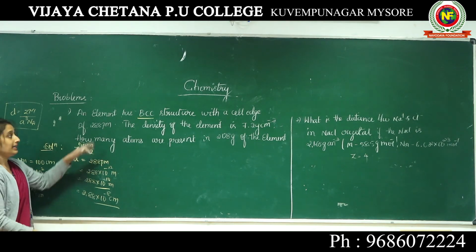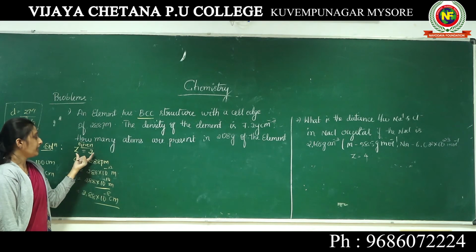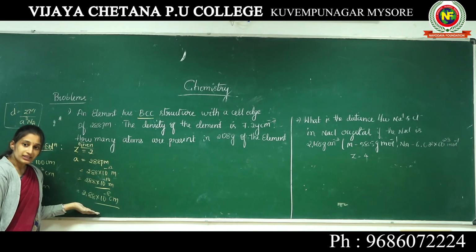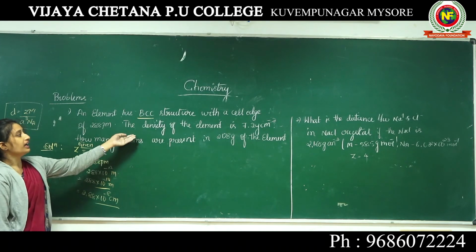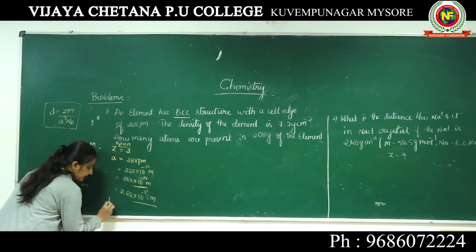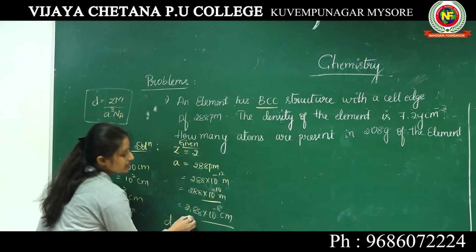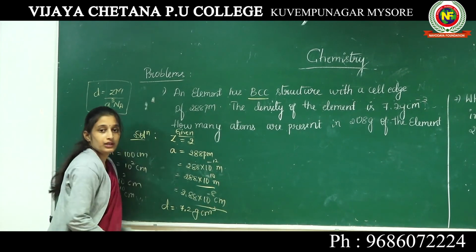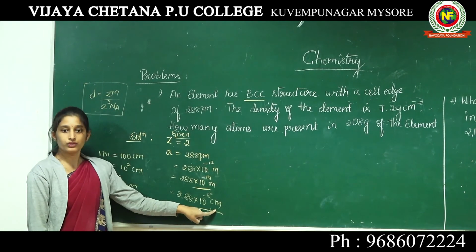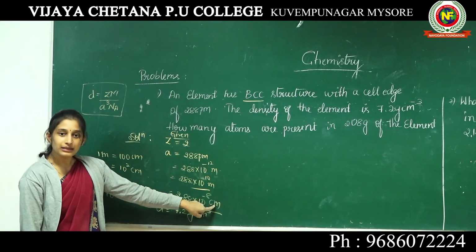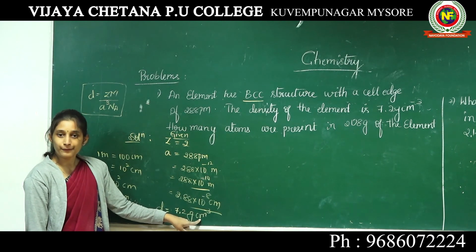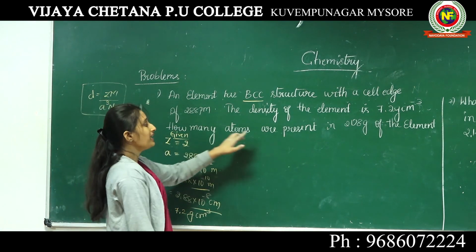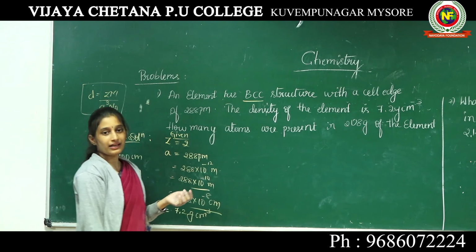This is clear now. An element has BCC structure, so Z value is 2, with the edge length. It's in picometer, we are going to convert from pico to here. Then the density. Directly they gave the density value. How much? 7.2 gram per centimeter cube. Why I converted from meter to centimeter, you come to know now. Because the density is in centimeter, that's why this one is also centimeter. All the units should be in one single system. Then how many atoms are present in 208 gram of the element?